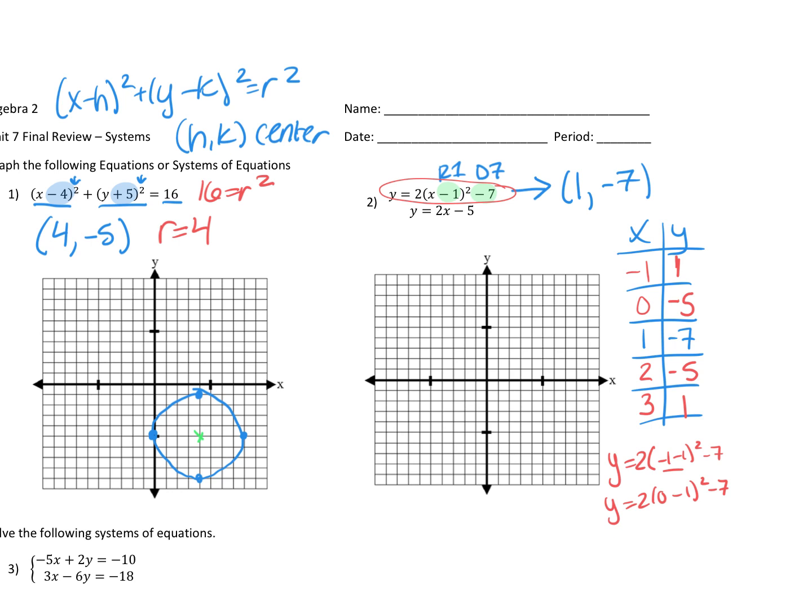Yep. So let's plot this. So 1, -7 is my vertex, and then 0, -5, and then -1, 1, and then 2, -5, and 3, 1. And so this is going to be my parabola. Then I'm going to graph my line here. So the line, remember, starts at a y-intercept of -5. So I'm going to start at a y-intercept of -5, and then I have a slope of 2 over 1. So up 2 over 1, up 2 over 1. And so I can see my two solutions are going to be at 0, -5, and at 3, 1. Those are my solutions.